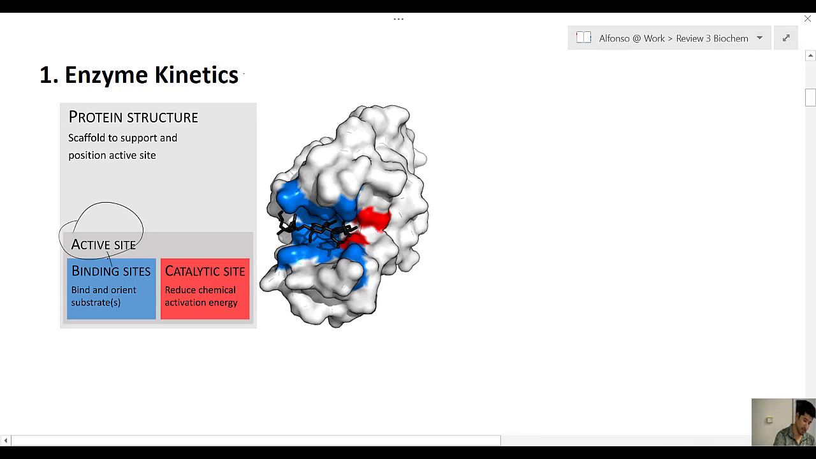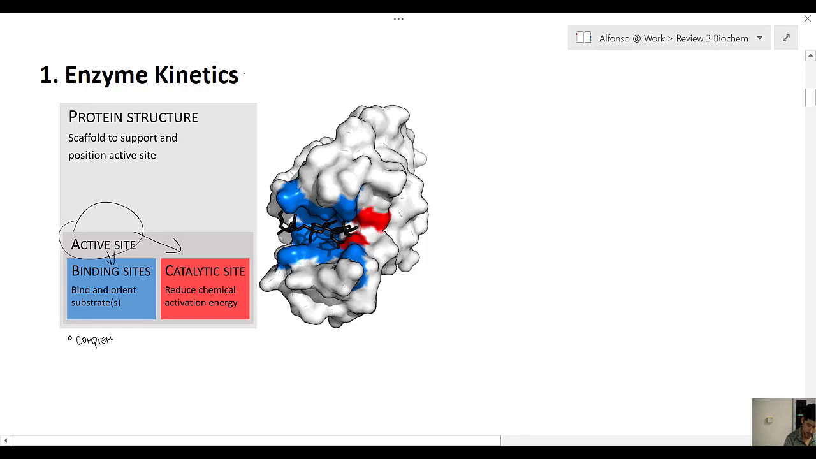Okay. So the active site of the enzyme is pretty much the part of the enzyme that actually catalyzes a reaction. And the active site is made up of two things, the binding site and the catalytic site. The binding site is essentially the arm of the enzyme which grabs the molecule and holds it in place, and the catalytic site is the other arm of the enzyme which catalyzes a reaction, which changes the substrate into a product.